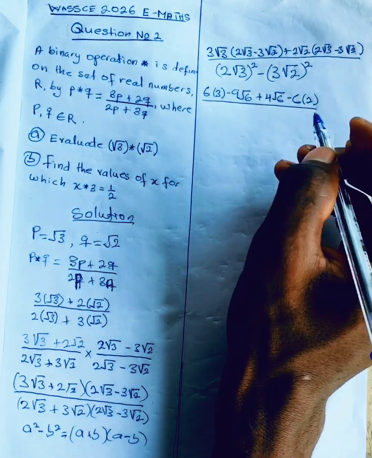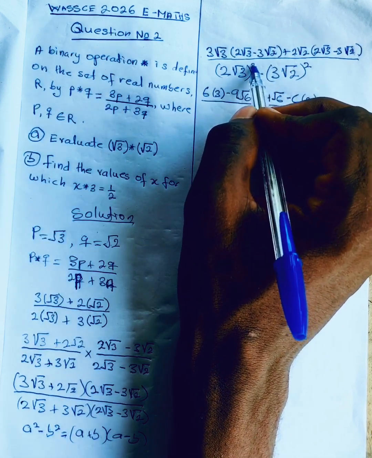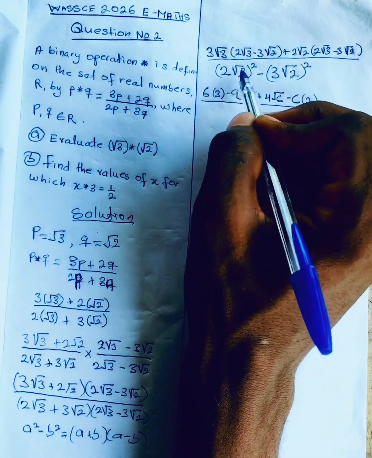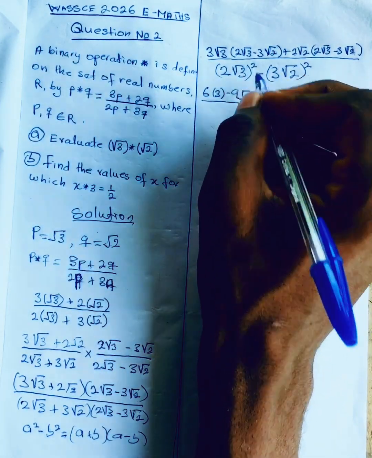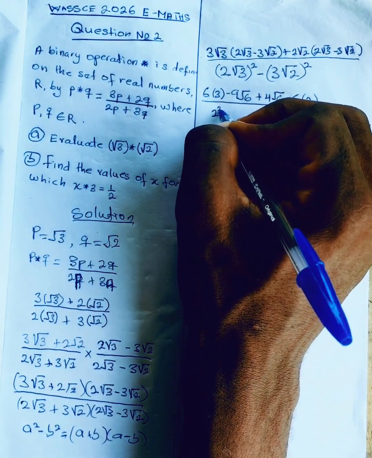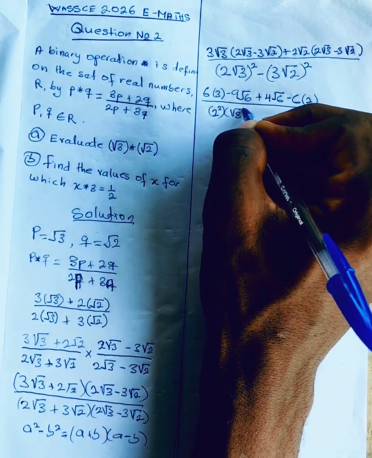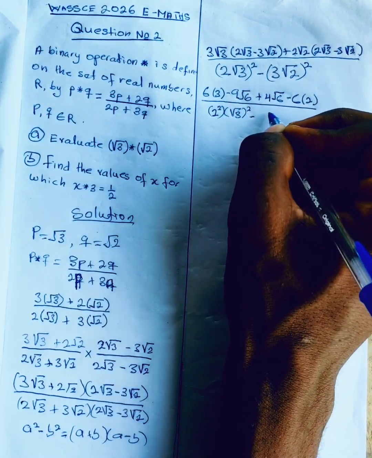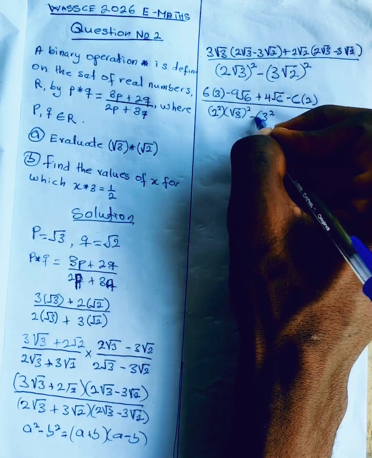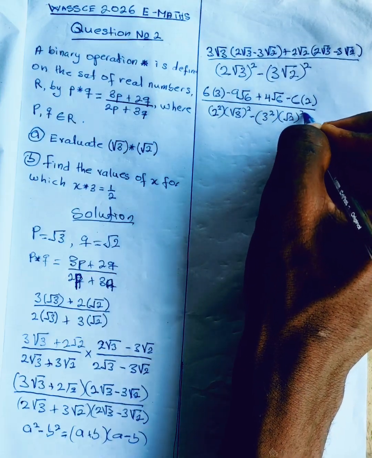All dividing. Now let's solve this one. The square here will come and affect this and affect this individually. So it will be 2 squared into bracket root 3 squared minus the same thing applied here, 3 squared into bracket root 2 squared.